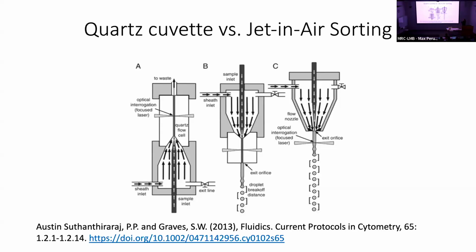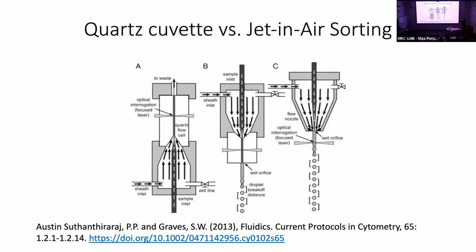So you have your cells, you have a sample inlet, and they're taken up through a pressurized system. They go through a quartz flow cell, and then we have the interrogation point where you have the laser, so the cells are pulsed with the laser, and then essentially the sample goes to waste. In this context, you wouldn't actually be sorting your cells, you would just be analyzing them for any kind of fluorescent readout.